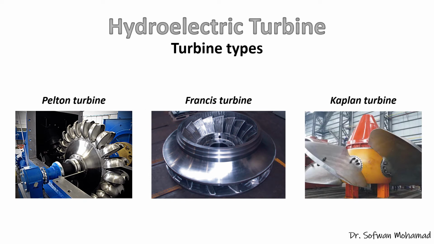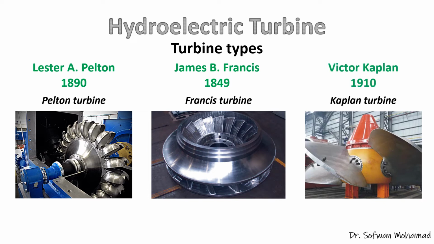Pelton turbine is named after Lester A. Pelton, who patented the design in 1890, perhaps the turbine with the most distinctive appearance or shape. The first well-designed Francis turbine was built in 1849 by a hydraulic engineer named James B. Francis, and a propeller turbine with adjustable blades is called a Kaplan turbine, named after the German professor Victor Kaplan, who developed such a machine between 1910 and 1924.